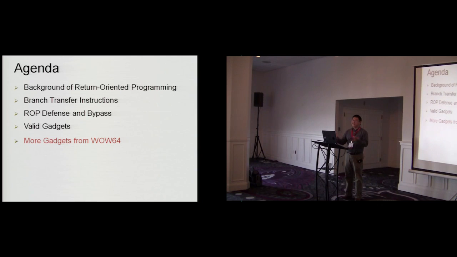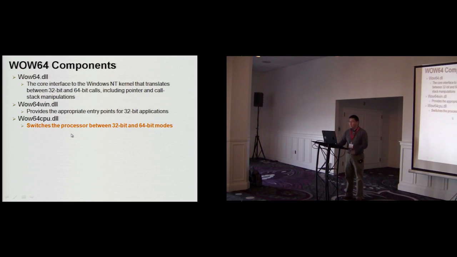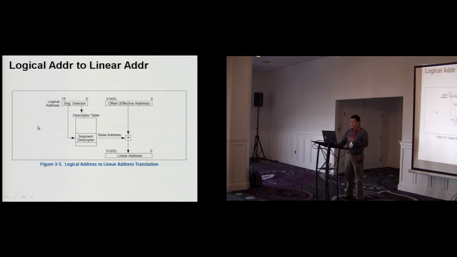Now I'll talk about some very interesting stuff in WoW64. Because I only have 6 minutes, I will go very fast, but I will talk about the key points. WoW64 is something that lets you run 32-bit code on 64-bit Windows, right? They have a couple of different components to support that: wow64.dll, wow64win.dll, and also wow64cpu.dll. This one is interesting because it exactly controls the CPU mode switch. So let's look at that.